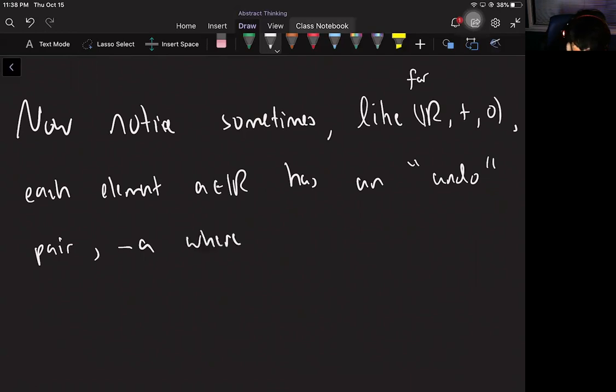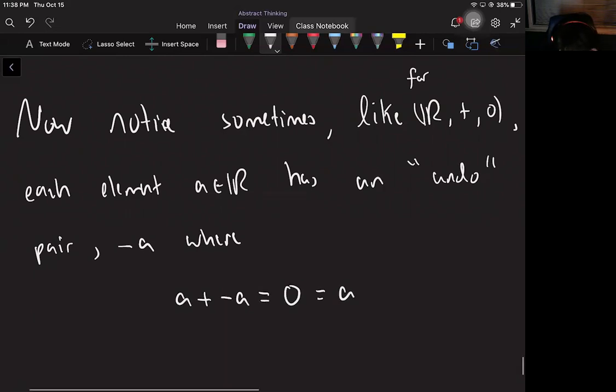But the point is the property that it obeys is that if I take my original number and I use the operation with this undo guy, it takes me back to the identity. So it gets rid of A is the idea. And it also works in the reverse order. So sometimes this happens, sometimes it doesn't.